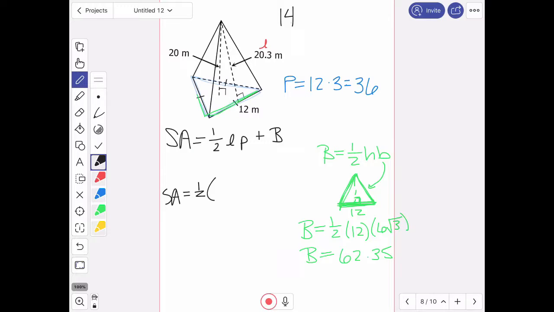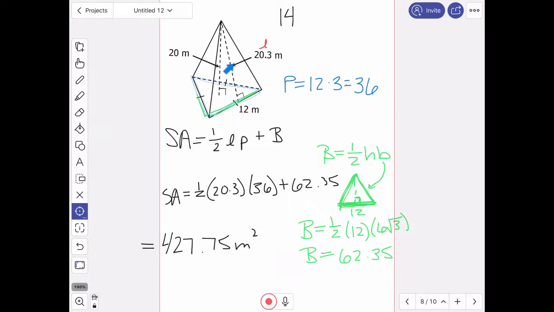And so plugging all of that into my surface area formula, I get 1/2 times the slant height, which is 20.3, times the perimeter, which is 36, plus my base area of 62.35. I ran out of room. And so that turns into 427.75 meters squared.